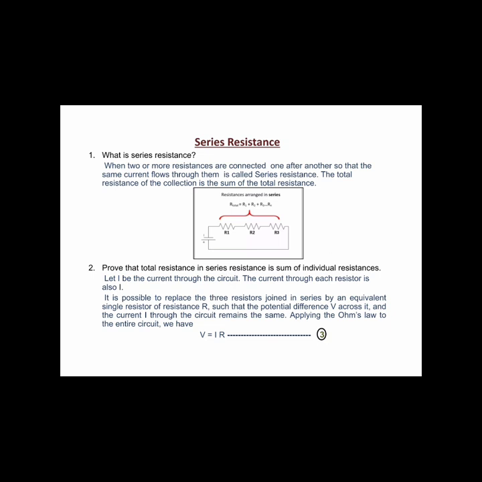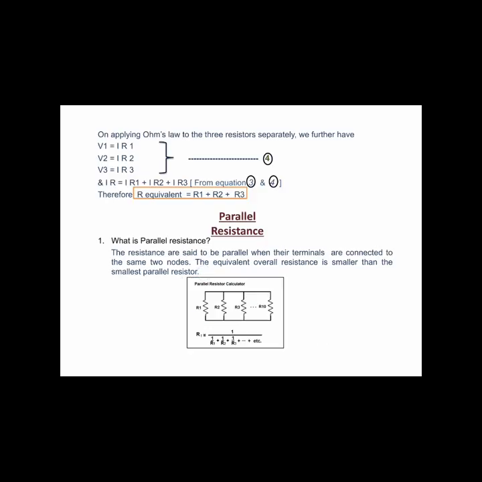Applying Ohm's law to the entire circuit, we have V equals IR. Now, applying Ohm's law to the three resistors separately, we further have V1 equals IR1, V2 equals IR2, V3 equals IR3. So from equations 3 and 4, we can conclude that IR equals IR1 plus IR2 plus IR3. Therefore, R equivalent equals R1 plus R2 plus R3.